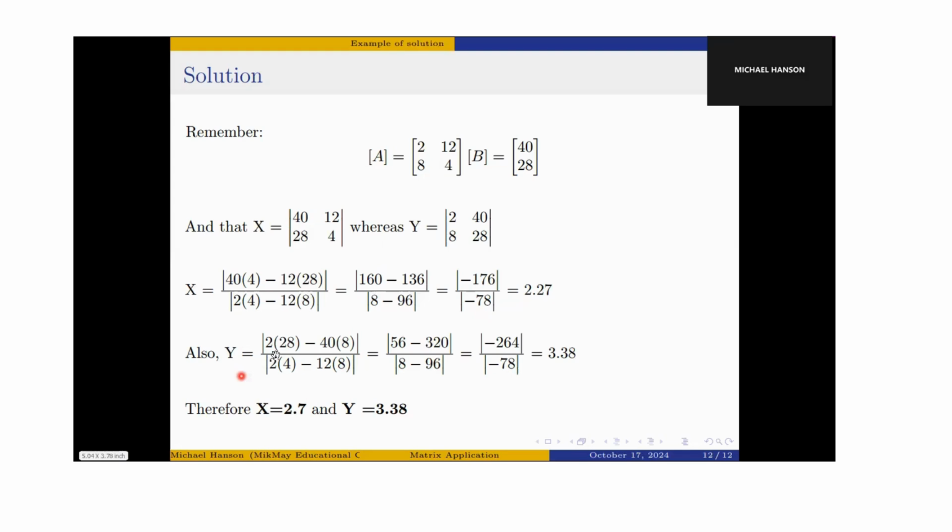That of y also, you find the product of the principal diagonal, 2 times 28 minus 8 times 40. And that of the coefficient matrix also is maintained: 2 times 4 minus 12 times 8. So we're going to get 56 minus 320 over 8 minus 96, and that gives us 3.38. So using Cramer's rule, we resolve that x is equal to 2.27 and y is equal to 3.38.